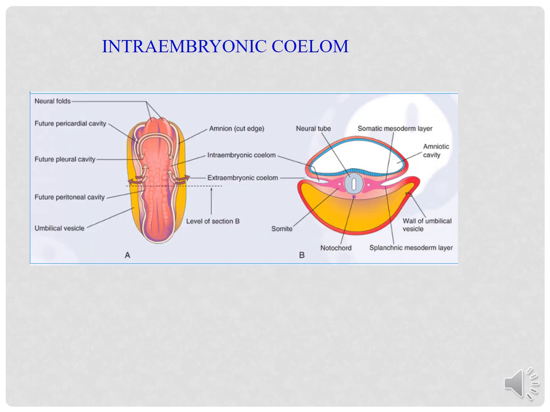In these two diagrams, diagram A is the longitudinal section of embryo, and here we can see how the pericardial cavity is placed cranially, and then we have the future pleural cavity and the peritoneal cavity. They all are derived from the intraembryonic coelom, and we can also see the arrows that indicate the communication between intraembryonic coelom and extraembryonic coelom. So these two coeloms are in communication with each other before the folding of embryo.